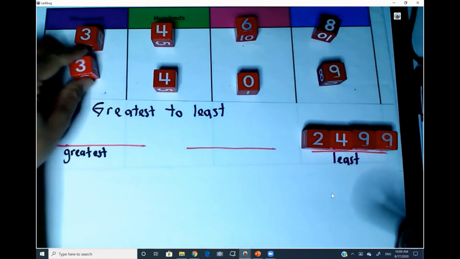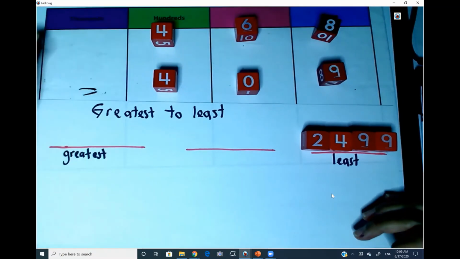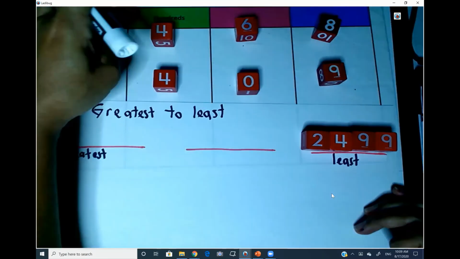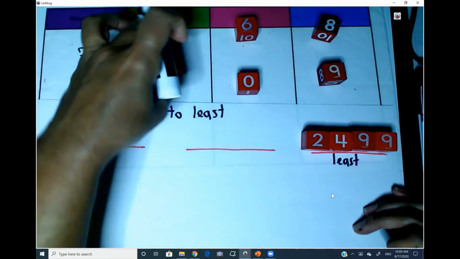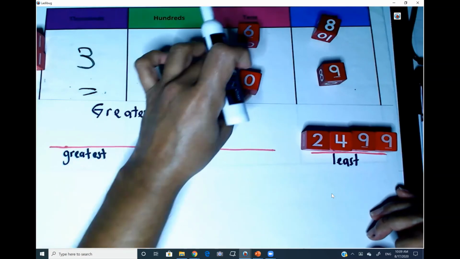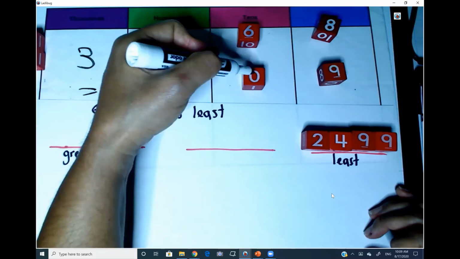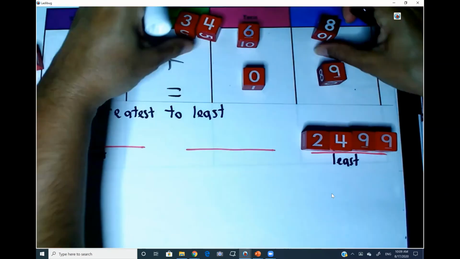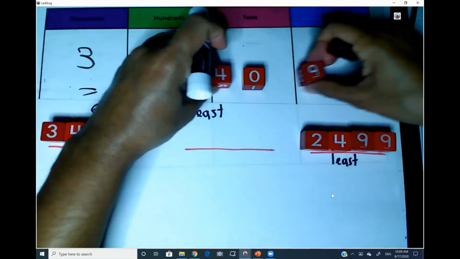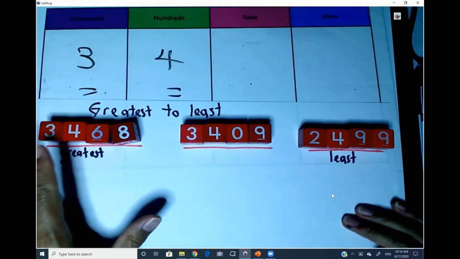The same thing. Because these 2 3s are equal, I'm not going to look at the 3. They are equal. Now look, the 4 is again the same number. The hundreds are equal, so I don't need to look at those because they are the same in both numbers. Now here, the tens this time are going to decide who is the greatest, because I know that 6 is greater than 0. So that makes this number the greatest. 3,468 is going to be the greatest, and 3,409 is going to be the middle number there. So now they're organized from the greatest to the least.